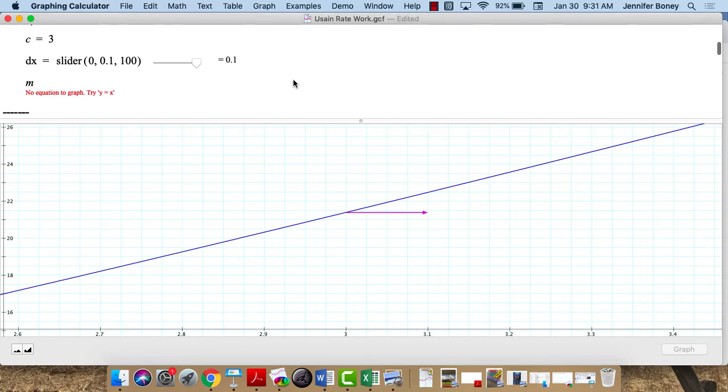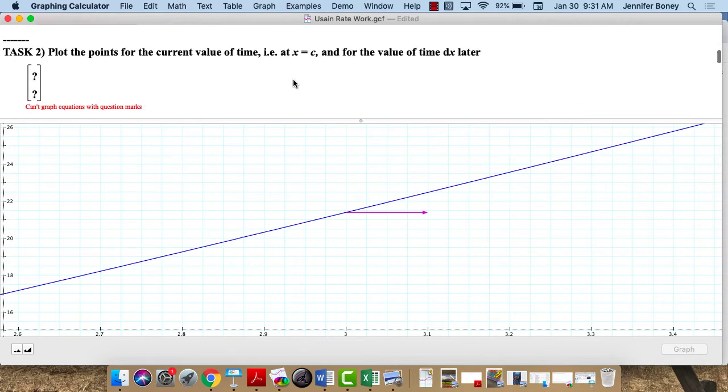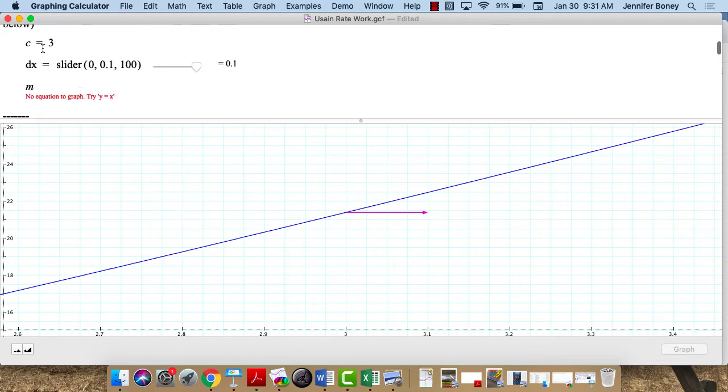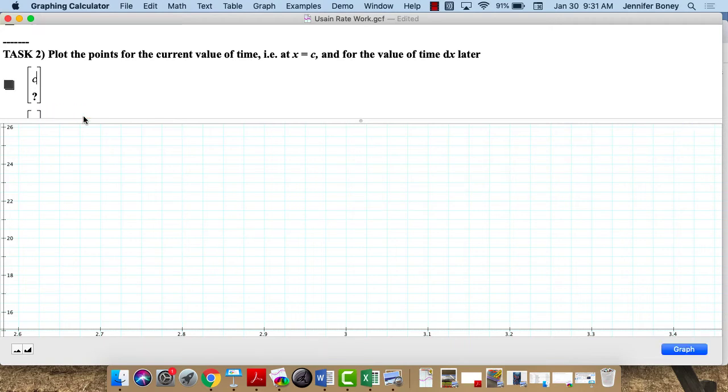All right, so let's get down to some of the other things that this said to do. Plot the points for the current value of time, so at x equals c. So just literally use the letter c, not 3. So what we're doing is we're using a parameter so that we can change what happens in the graph easily by changing the value of c up above. So if I want to plot a point at c, which right now happens to be 3, because it says so right here, c equals 3. If I put in this coordinate point, c, that's going to know I'm talking about 3 right now.